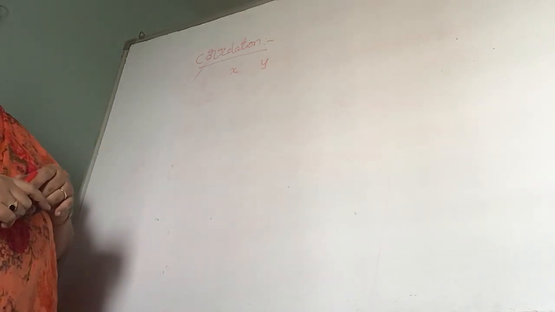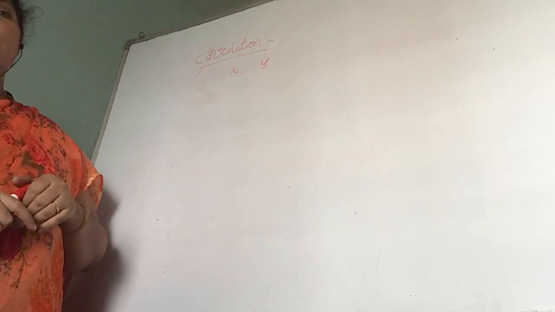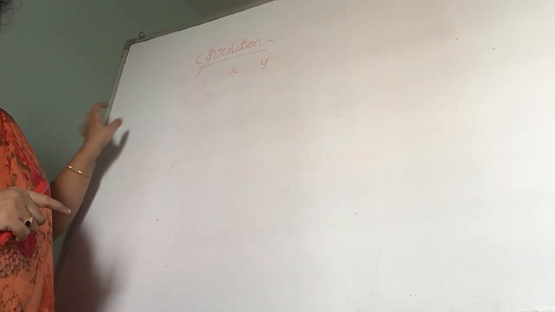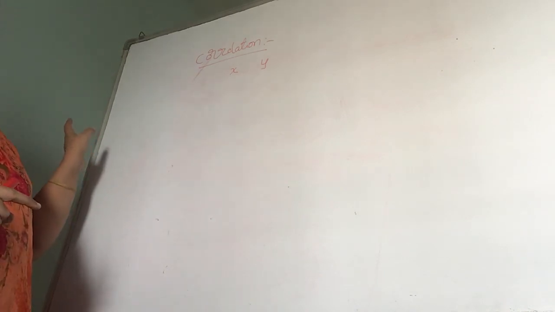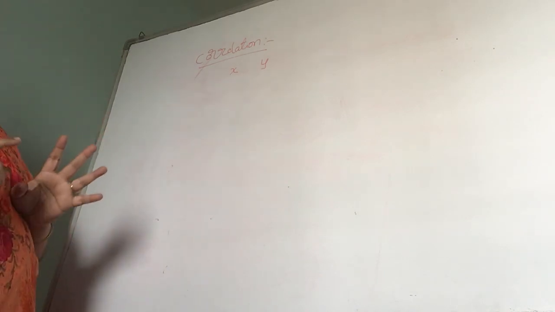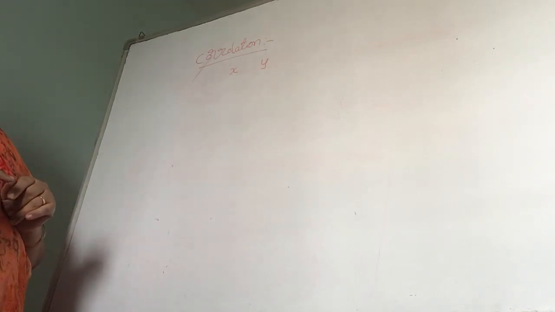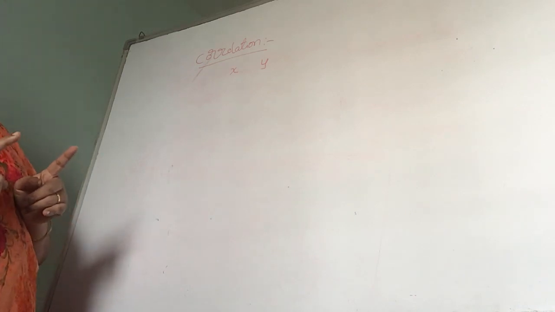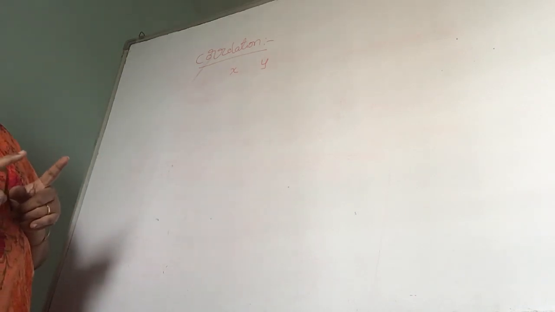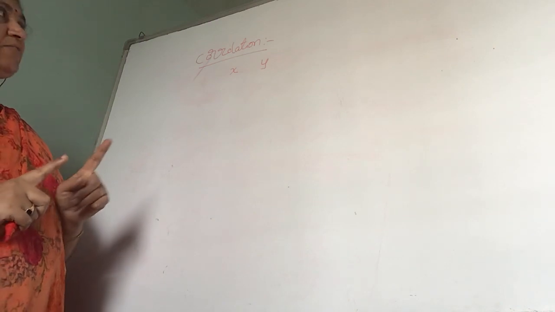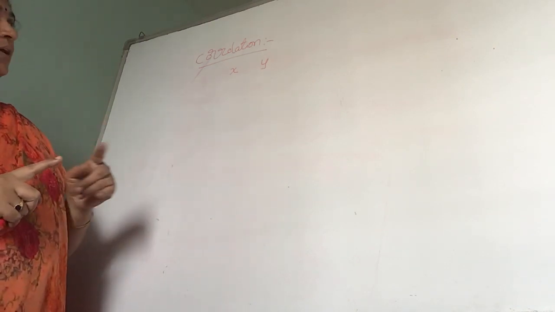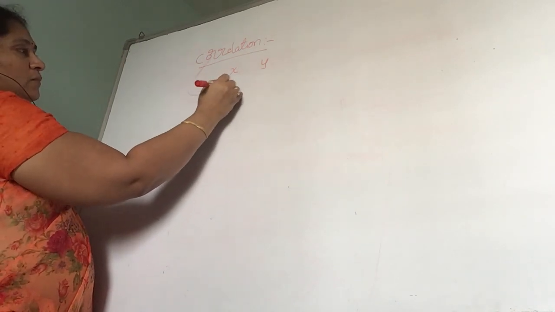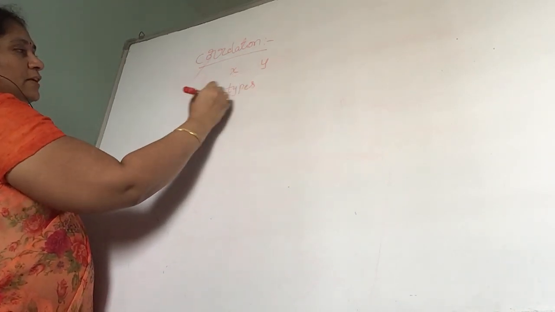Before going to the coefficient of correlation, first we discuss correlation. What is meant by correlation? Correlation is a statistical technique which is used to measure the closeness of the relationship between the two variables. Correlations are of three types.